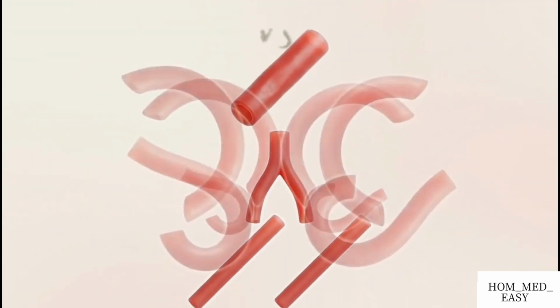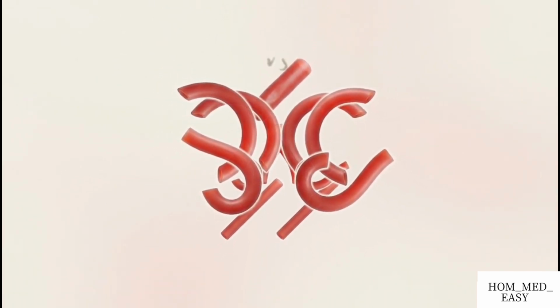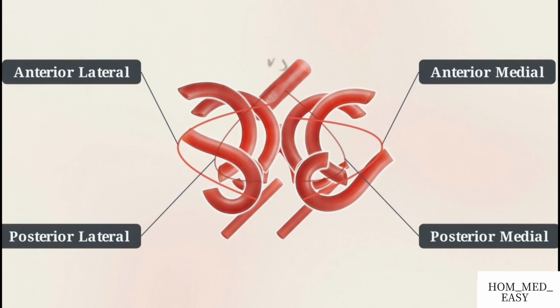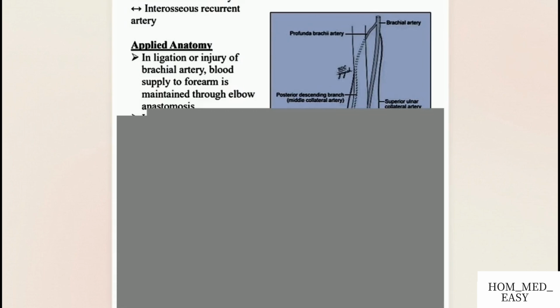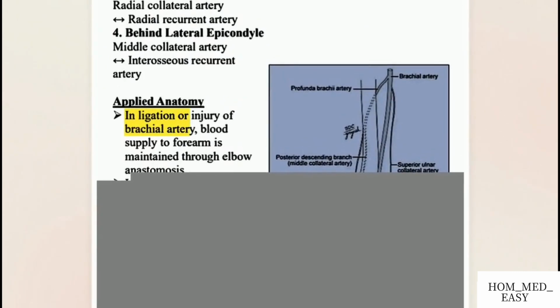Zooming out reveals the complete architecture. 8 distinct vessels interlock into a mathematically precise 4-quadrant web of redundant perfusion, entirely encapsulating the elbow joint. Under normal conditions, this network easily handles the kinematic demands of a moving joint. But the true value of the anastomosis is revealed during severe trauma, noted in the applied anatomy text as a ligation or injury of the main brachial artery.